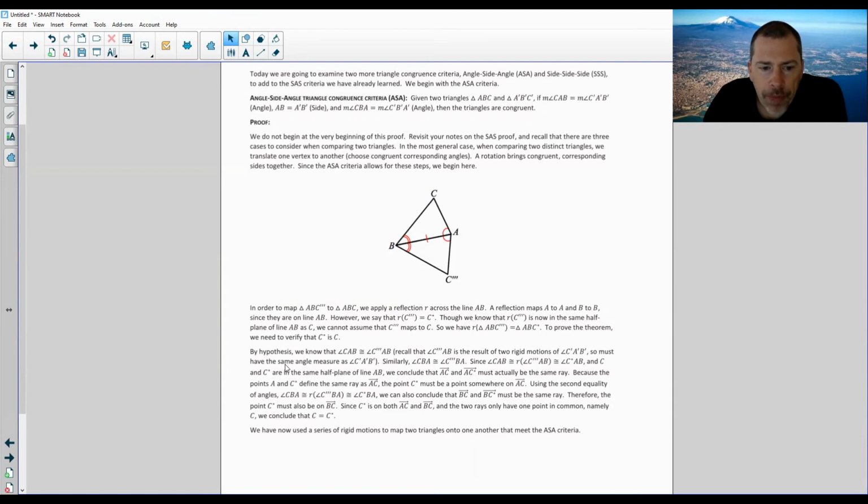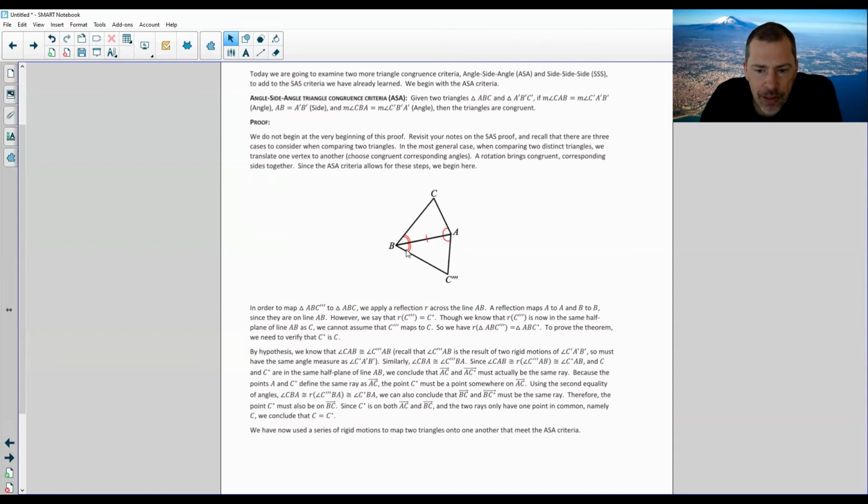By hypothesis, we know that angle CAB, this one right here, is congruent to angle C triple prime AB. Recall that angle C triple prime AB is the result of the 2 rigid motions of angle C prime A prime B prime, so it must have the same angle measure as that angle. Similarly, angle CBA is congruent to C triple prime BA. So they're saying this angle is congruent to this one.